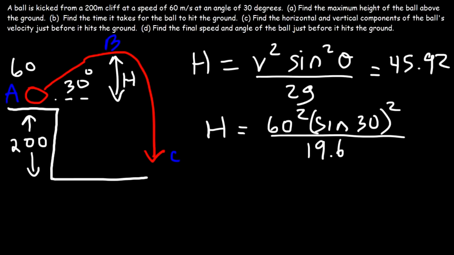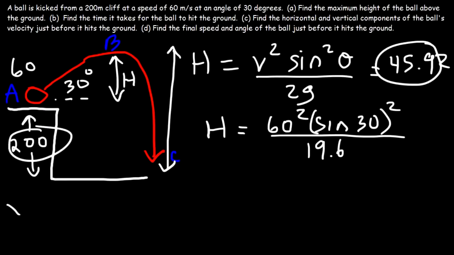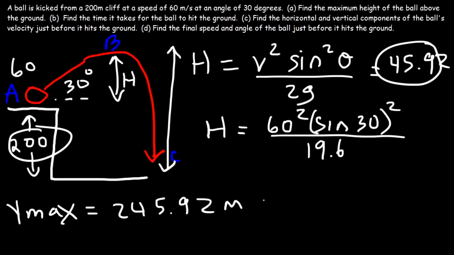So that's the vertical displacement between points A and B. The maximum height above the ground is the vertical displacement between points B and C. So that's the sum of 45.92 plus 200. So the answer for part A is 245.92 meters. Now let's confirm that answer. Let's use another method to get the same answer.